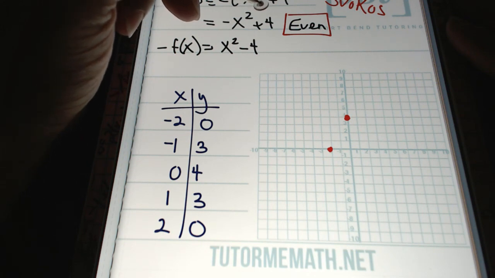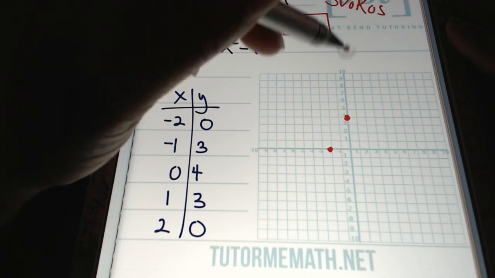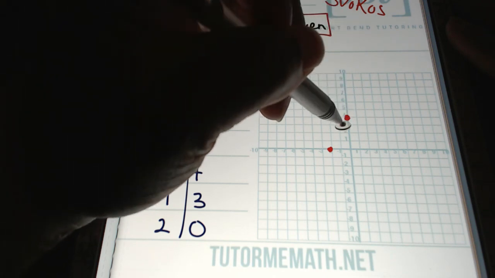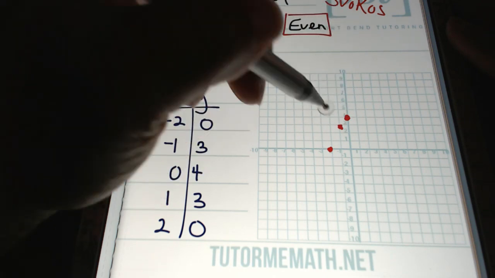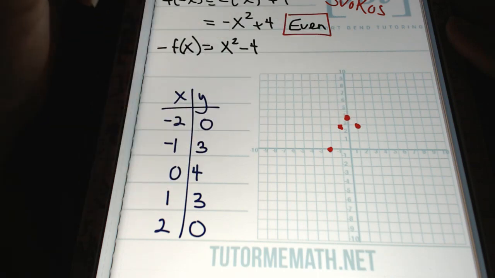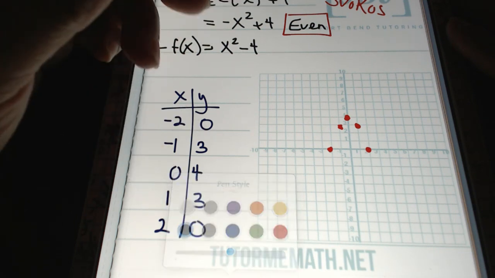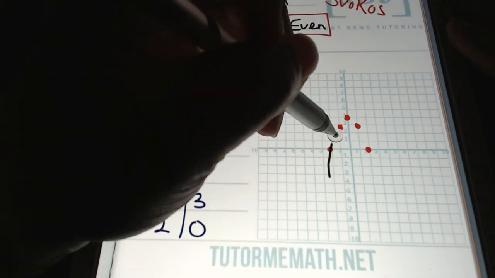So let's look at this graph here. We have the 0, 4. We had negative 2, 0. There we go. We had the negative 1, 3. That would be here. We have 1, 3. That goes there. We have 2, 0. That goes there. And then this is going to be a U shape, a sad parabola, as Tony pointed out earlier.